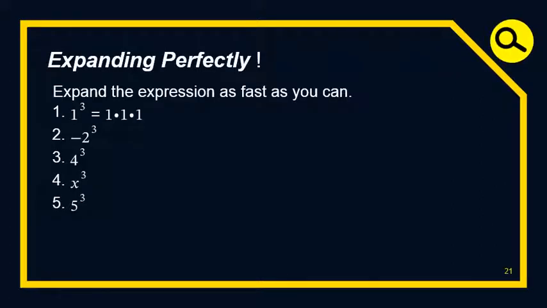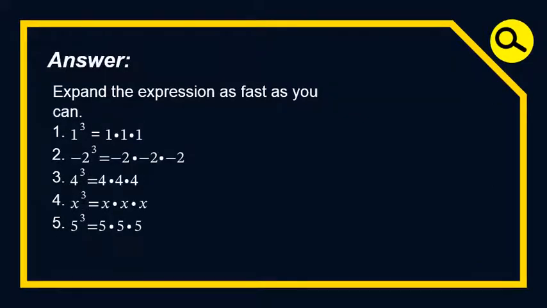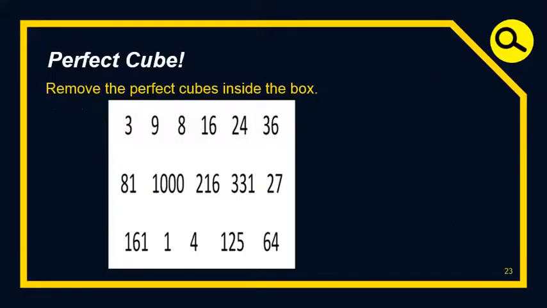You have learned from the previous activity how factoring the difference of two squares is done and what expression is considered as the difference of two squares. Now, you are ready to find the factor of the sum or difference of two cubes. Expand the expression as fast as you can. To expand the expression, you're going to factor. Remove the perfect cube inside the bag.